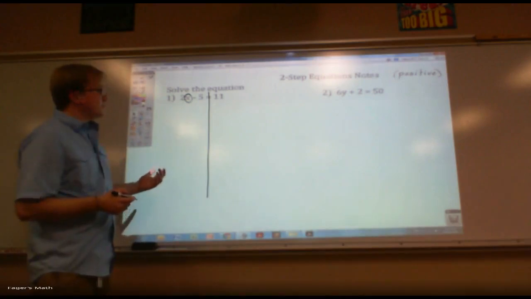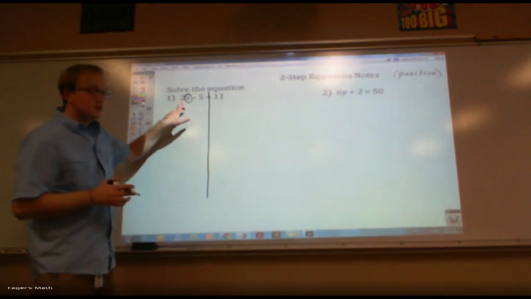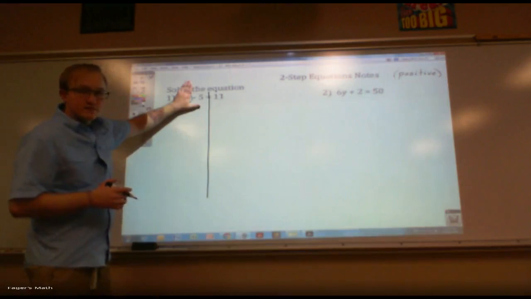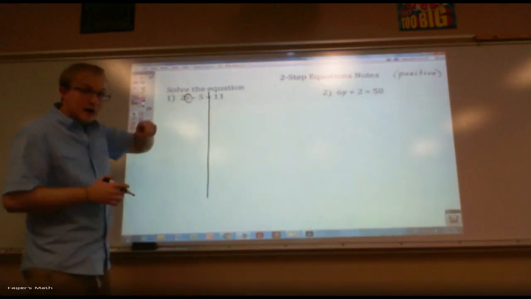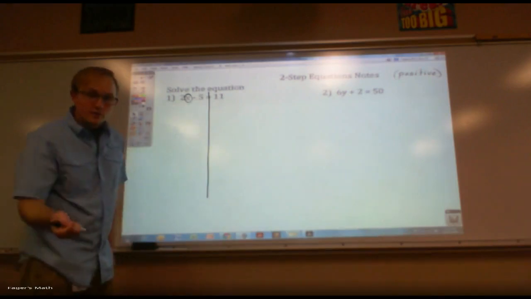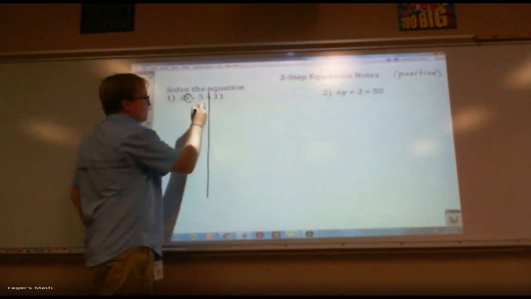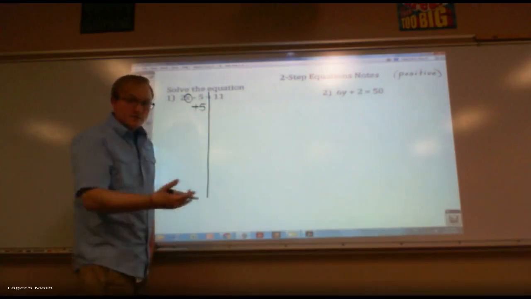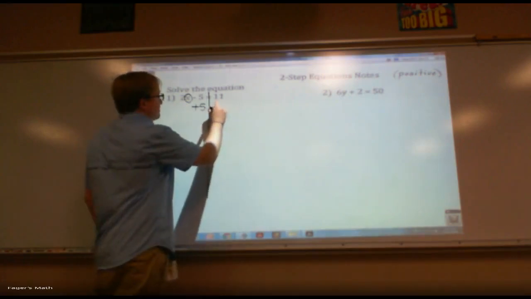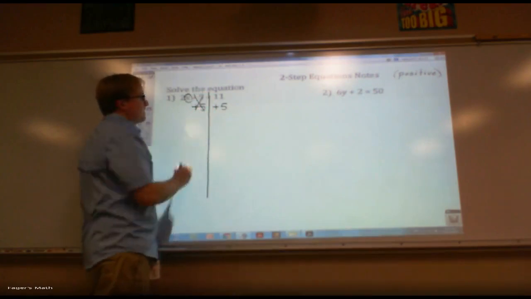First things first, you want to get rid of anything that's not directly next to the x. See, this 2 is directly next to the x. So what do I see? I see that there's a 5. There's a minus 5 to be exact. Now I want that number to go bye-bye. So instead of subtracting 5, I add it. And to keep the balance, what I do to one side, I do to the other. Right? And then on the left side, that 5 goes bye-bye.